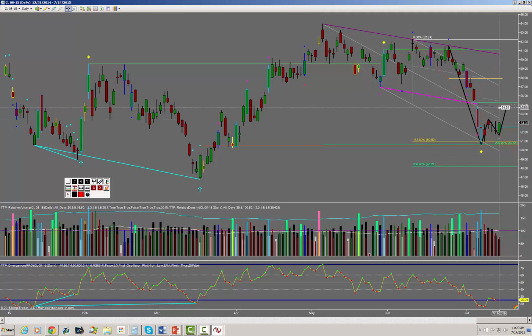Now we could make some kind of a triangle. We could go sideways for a number of days. This could be a major low, and we could be going higher. But chances are we will make it back to at least the shadow line over the next couple of days. We'll definitely break this high.